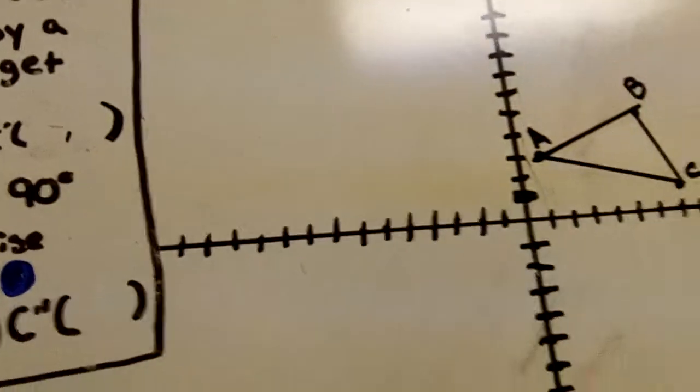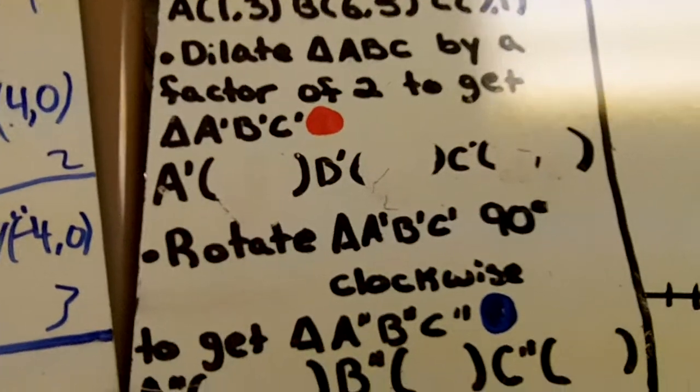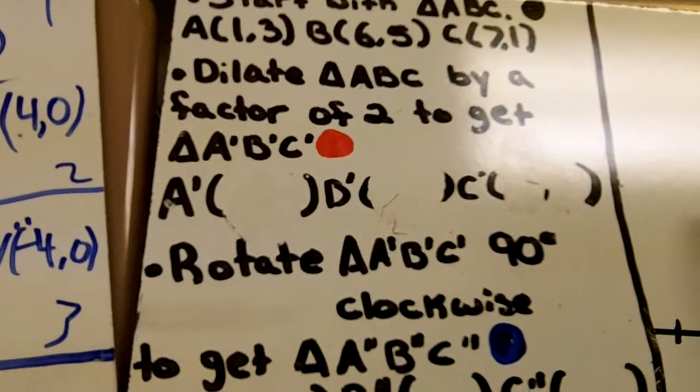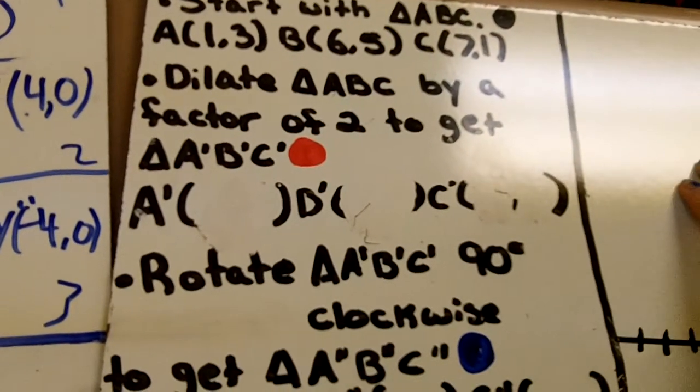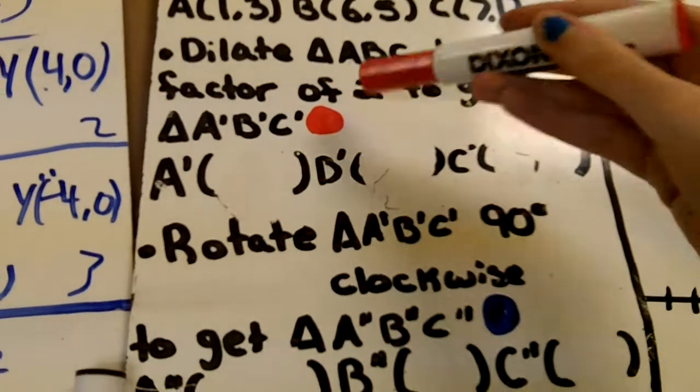Alright, and there we have our pre-image. So we're done with that marker. Step 2. We're going to dilate triangle ABC, which is the one we just did, by a factor of 2 to get A prime, B prime, C prime, which is going to be marked in red.